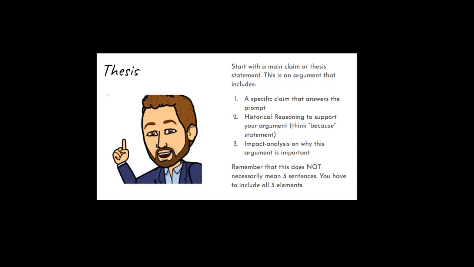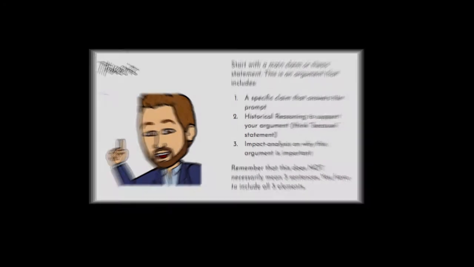What's the reason why you are making the claim? And then last off is the impact. Why is this argument important? This is the analysis part where you connect back to the prompt and you state why your claim, why your reasoning is significant. One side note, remember, this doesn't mean you need to have 3 sentences for your thesis. You can have that, but it's not necessary. What I'm talking about here is you have to have all 3 elements in your thesis.